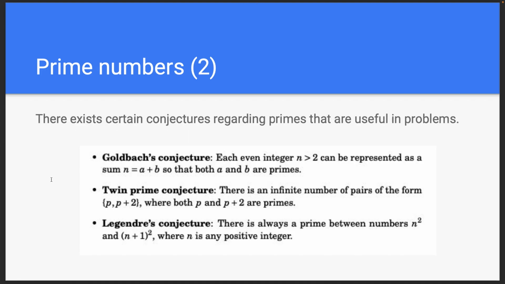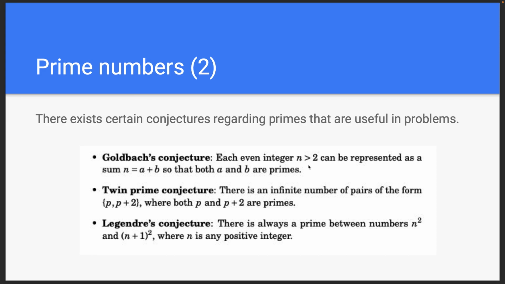Regarding prime numbers, there are certain conjectures, meaning claims that are not proven in a rigorous way, but they work up to very large numbers, so we can use them in competitions. The first one, which is the most used, is the Goldbach conjecture. It says that each even integer can be represented as the sum of two prime numbers.